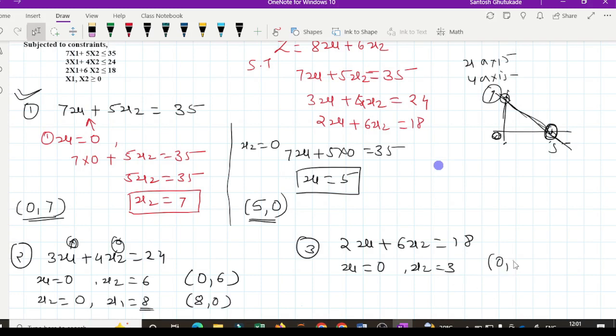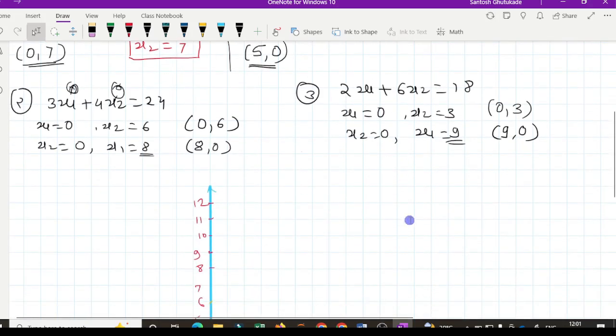Here the coordinates you will get are 0, 3, and when you put x2 as 0, that time you will get x1 is equal to 18 by 2, that is 9. So another coordinate you will get is x1 is 9, so you will write first 9 and then 0. So here you got these coordinates. I will write these coordinates first while drawing the graph.